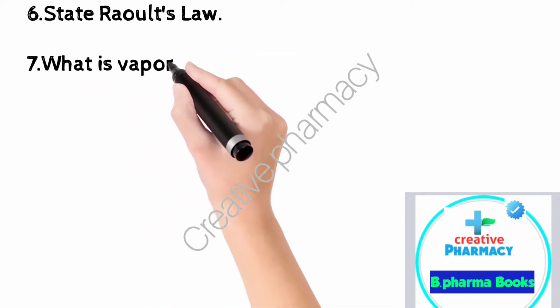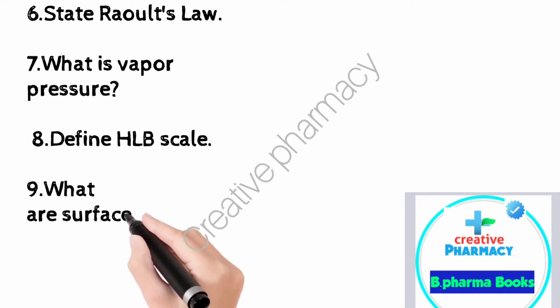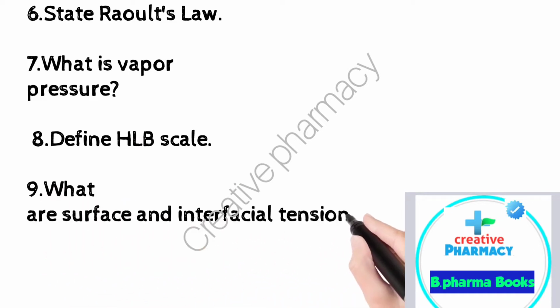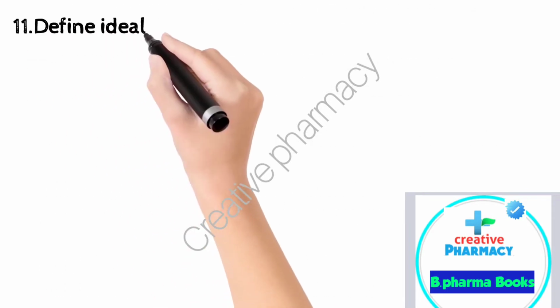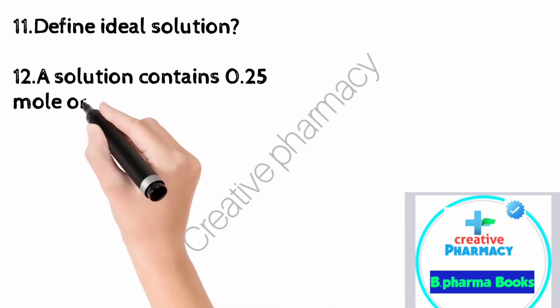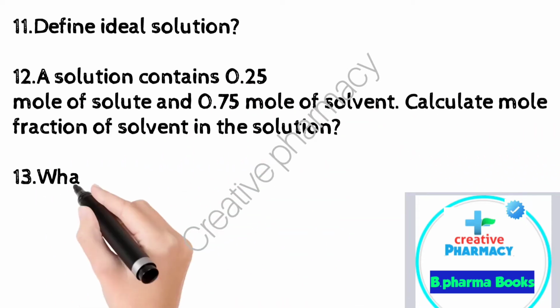7. What is vapor pressure? 8. Define HLB scale. 9. What are surface and interfacial tensions? 10. Define Sorensen's pH scale. 11. Define ideal solution. 12. A solution contains 0.25 mole of solute and 0.75 mole of solvent.